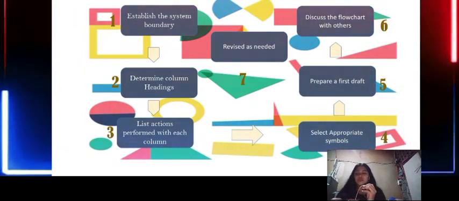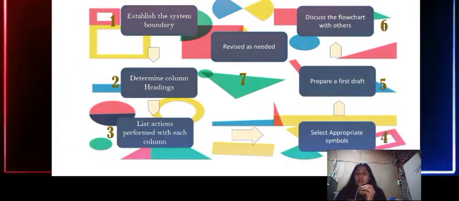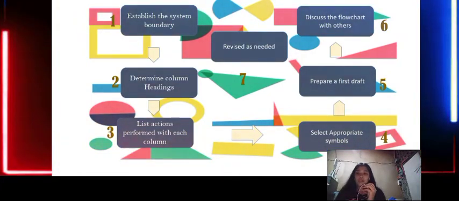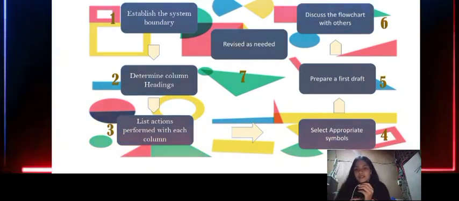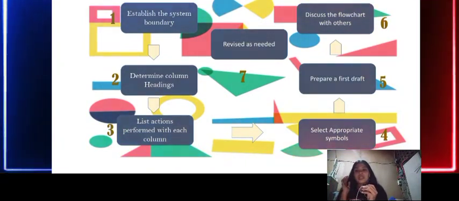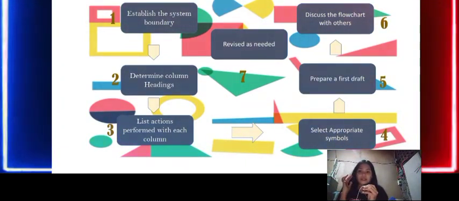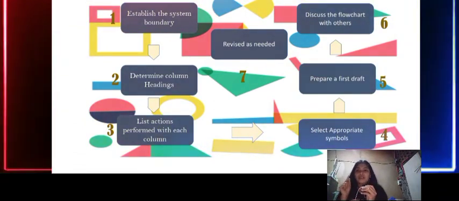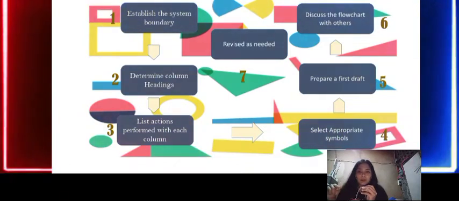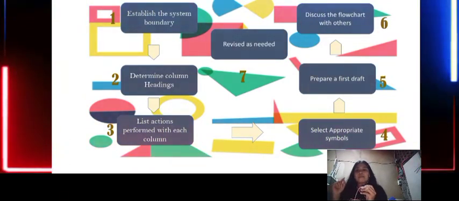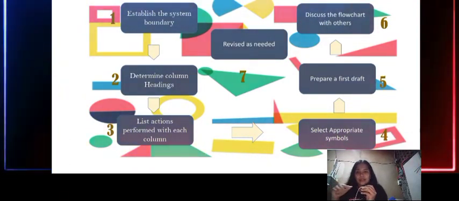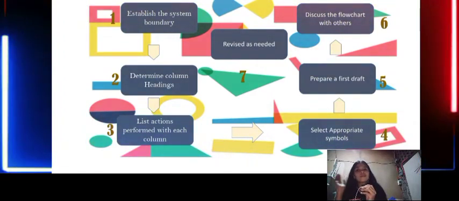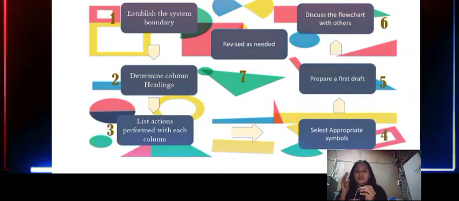After we list the actions performed, the next step is to select the appropriate symbols that will best represent them, because every symbol has a different representation. For example, the terminator, or the oval shape symbol, represents start or end. There are 12 symbols, and every symbol has different meanings and different representations.